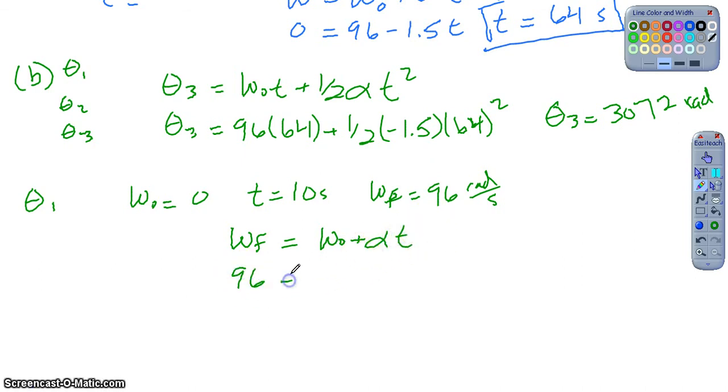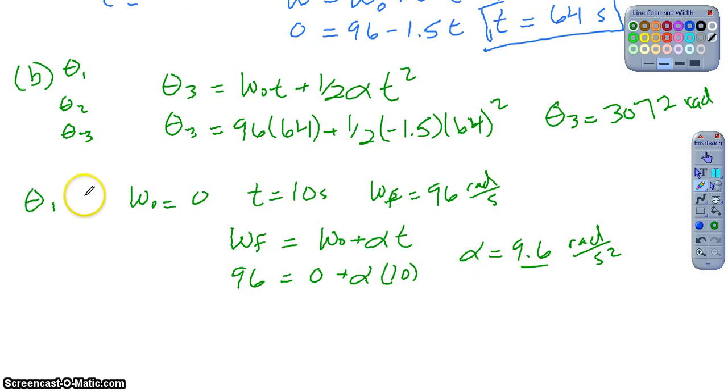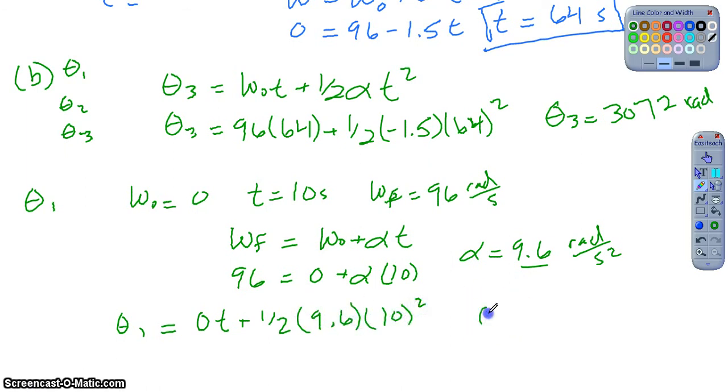So I know my 96 equals 0 plus alpha times 10. If we solve through this, not too bad, just solving for alpha, we get about 9.6 radians per second squared. And now that I have this, I can use basically the same relationship I just used up above to find my initial radians that I turn through. So my initial angular velocity of 0 times t plus 1/2 times 9.6 times t squared. Solving for that, I get 480. Again, this represents not the number of revolutions, but the number of radians that we've turned through.